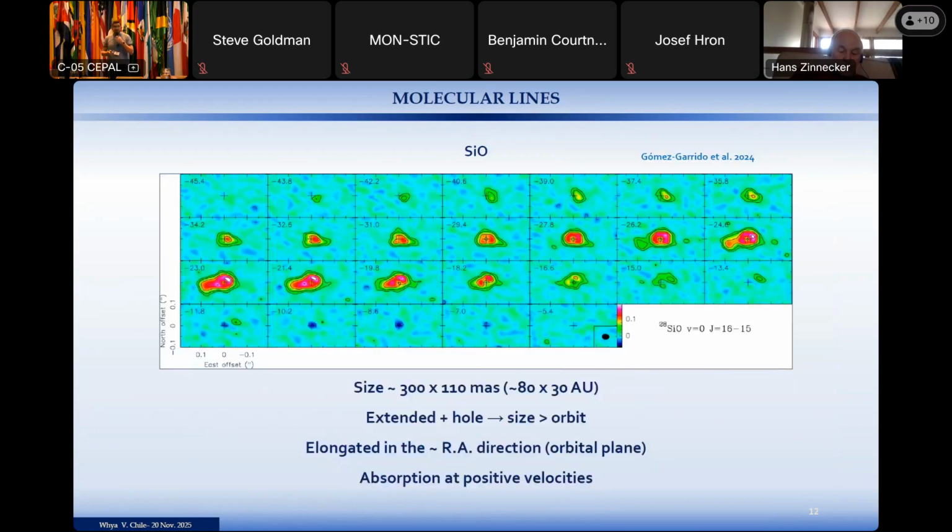And what happens with less abundant molecules, for example, SiO? In this case, the brightness distributions are more compact, but with some extended emission, again, in the right ascension direction. In this case, the sizes are 300 and 100 milliarcseconds in the right ascension direction. And we also detect an absorption at positive velocity that we identify with material that is falling onto the AGB star, but we have to model it.